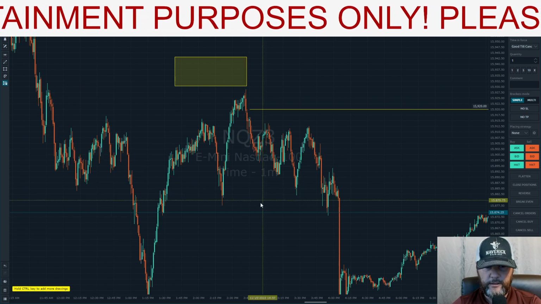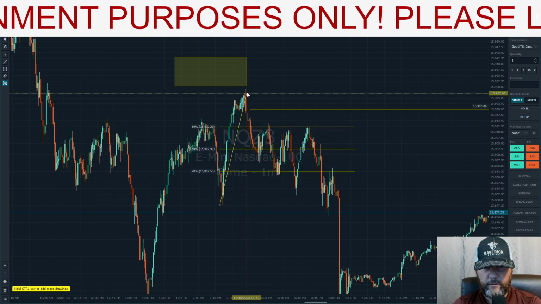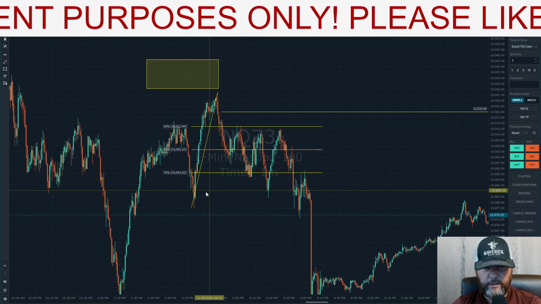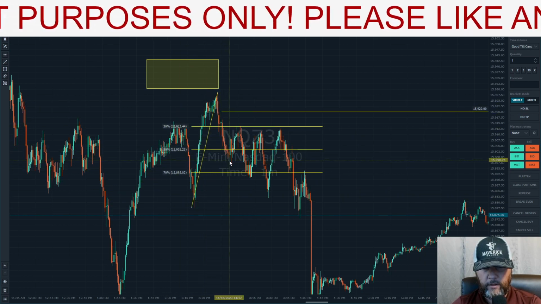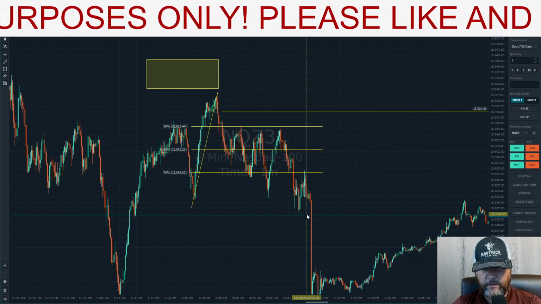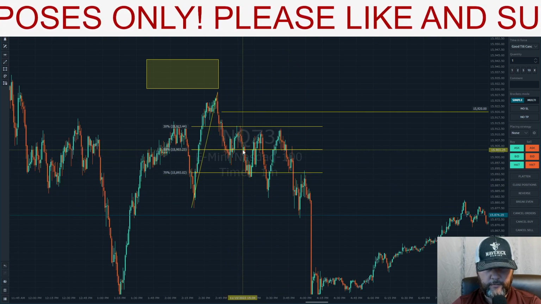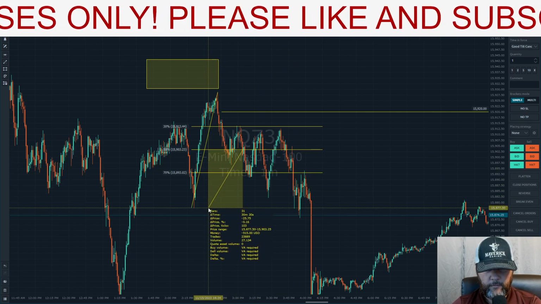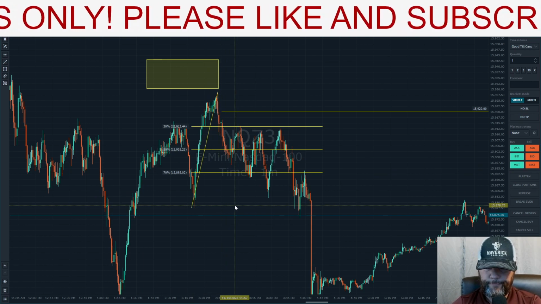Okay, just trying to pay attention here, make sure I'm not missing anything. So that would have been the manipulation leg there for this setup. We would have gotten tagged in and then stopped out for a loss on this one. 25 handles.